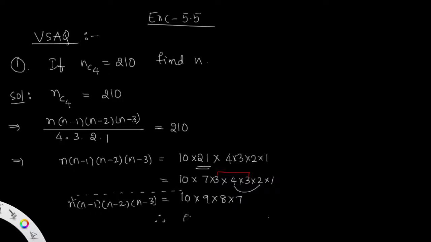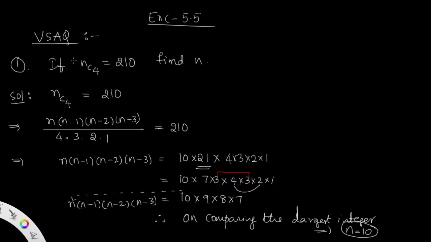Therefore, on comparing the largest integer, we get n equal to 10. This is the answer. 10C4 becomes 210. That's all for this question.